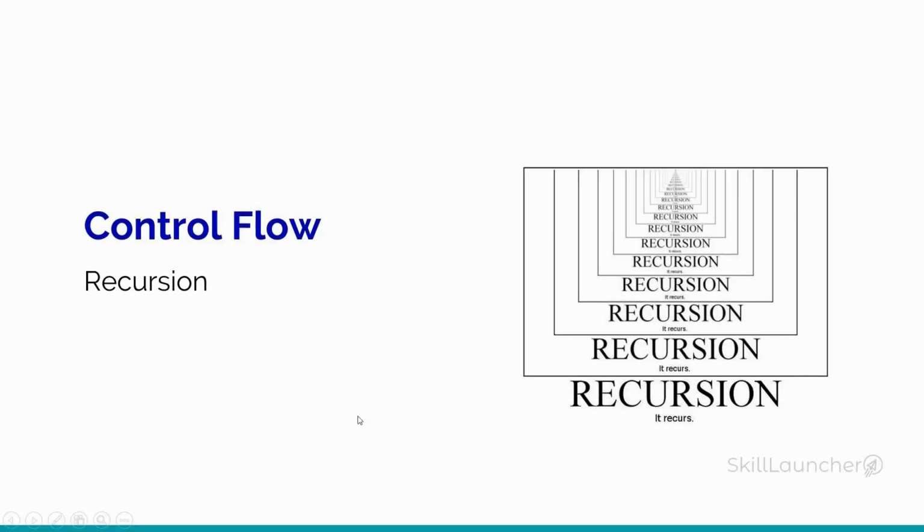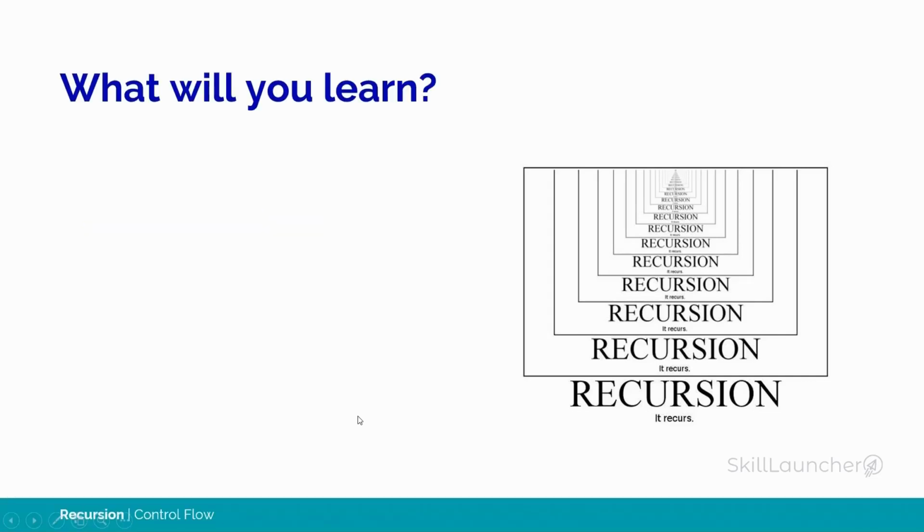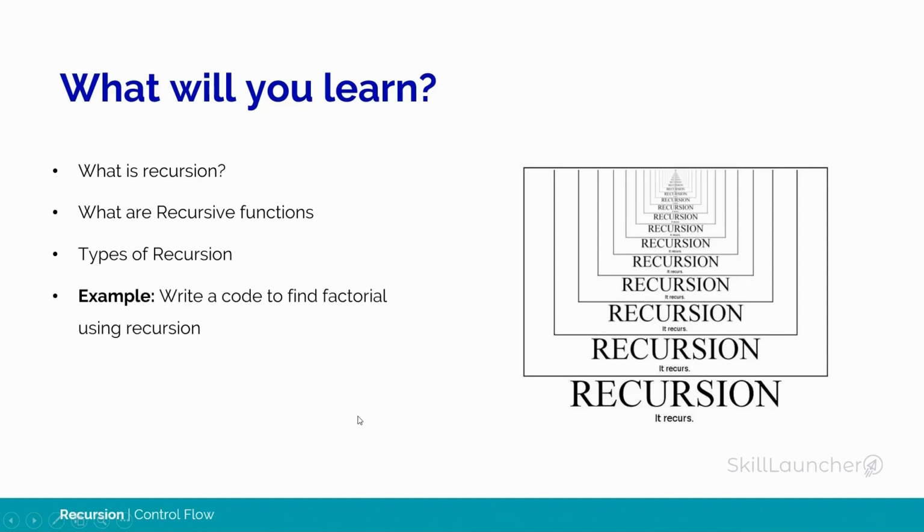Now here's the last lesson of control flow, that is recursion. Students often consider this as a very difficult topic in programming. But once you get the base condition and the logic behind how to solve the problem statement, it becomes much more interesting. So let us start. In this lesson, we would be learning what is recursion, what are recursive functions, types of recursion, an example to write a code to find factorial using recursion, and finally the concept of stack overflow.